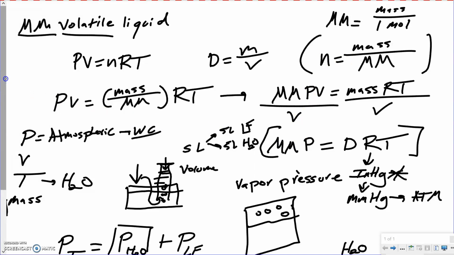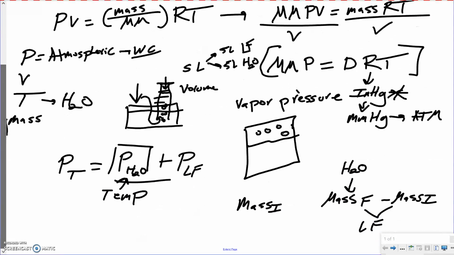But that's kind of the nitty-gritty of how to work through this lab and collect the correct data. So be cognizant and careful as you're going through.